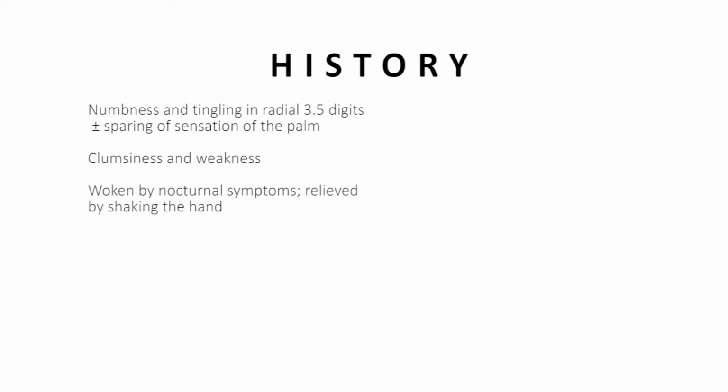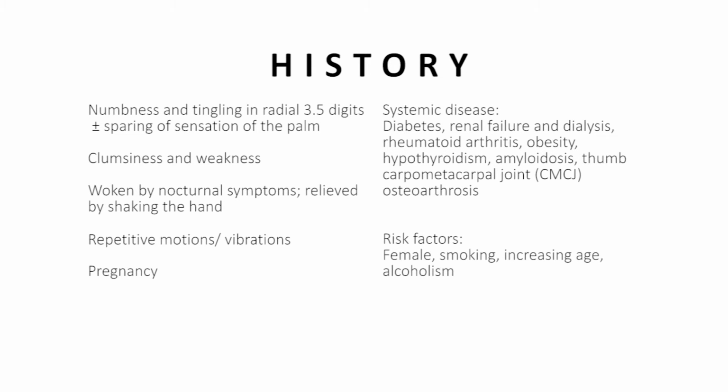Patients will complain of numbness and tingling in the radial 3.5 digits, along with clumsiness or weakness. They may also complain of pain or paresthesia that wakes them at night and is relieved by shaking the hand. When taking history, ask about any repetitive motion or vibration, for example, having a job with manual labor, or at a desk, or sports. Check if the patient could be pregnant, and also check for history of any associated systemic disease and risk factors.